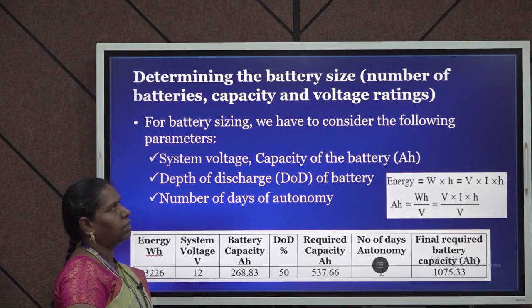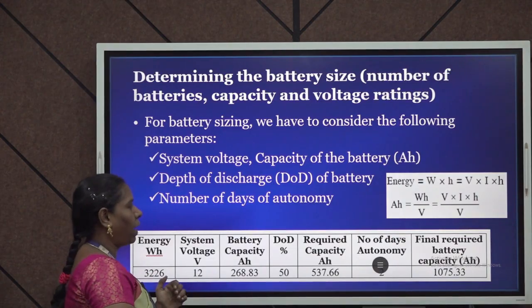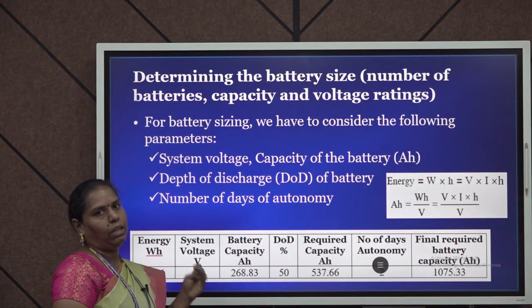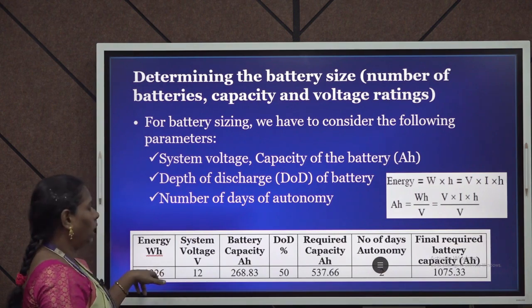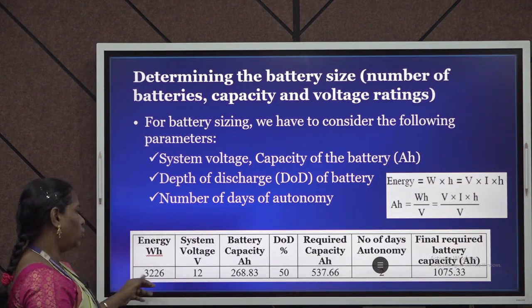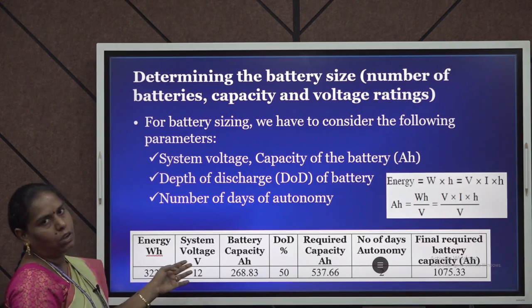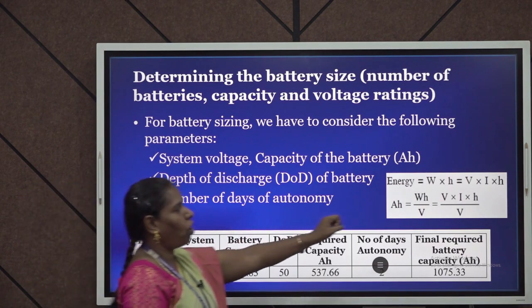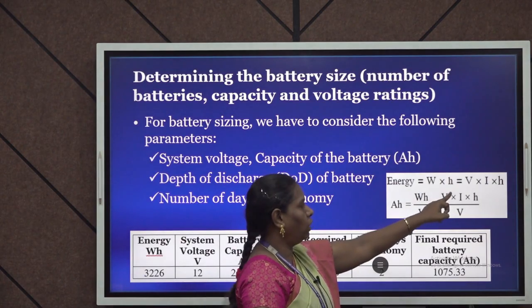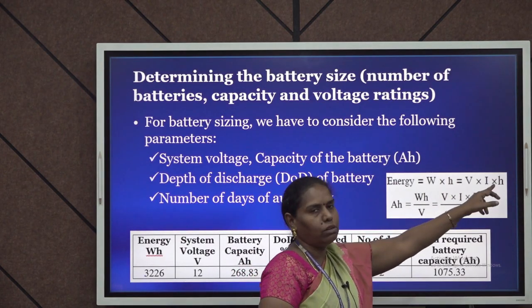The next step is battery sizing. For battery sizing, once again we work from the back side. The inverter input is the output of the battery. We already found the input power and input energy for the inverter, which is 3226 watt hour, and the inverter voltage is 12 volt. Based on that, we know the formula energy is equal to power into time. It is also represented as voltage into current into time.